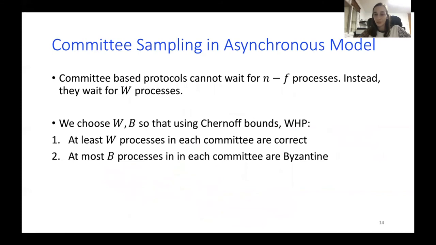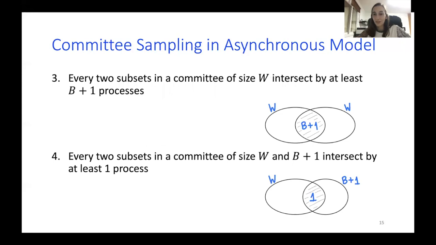In take one, we waited for n minus f processes, which was reasonable. But now we cannot predict the exact size of a committee sample, and we don't know how many correct processes are in each committee sample. So instead, we wait for W processes. And in the paper, we define W and B so that using Chernoff bounds, we can prove with high probability that at least W processes in each committee are correct, and at most B processes in each committee are Byzantine. This is enough to ensure the progress of the shared coin.